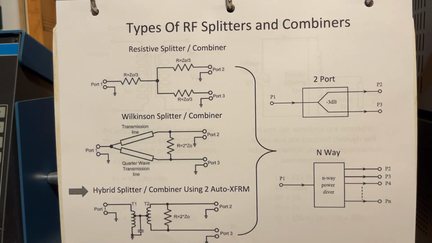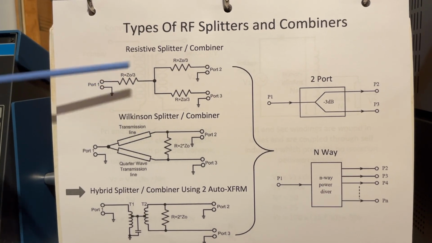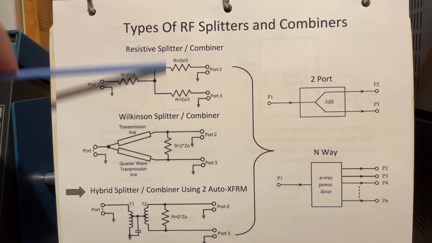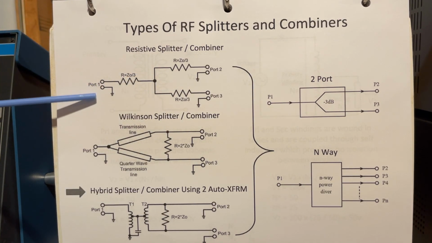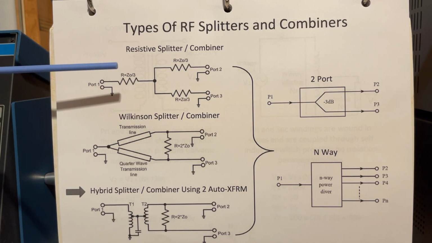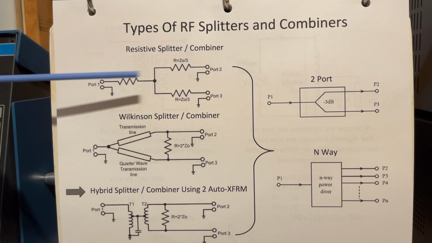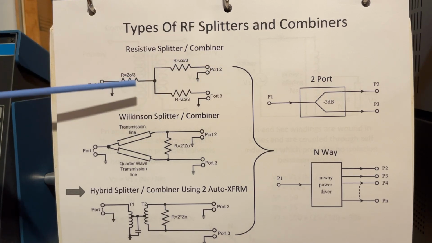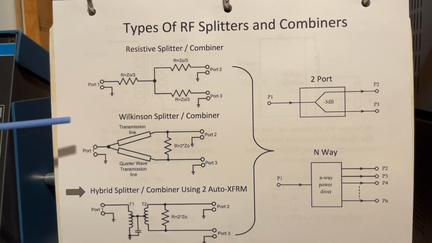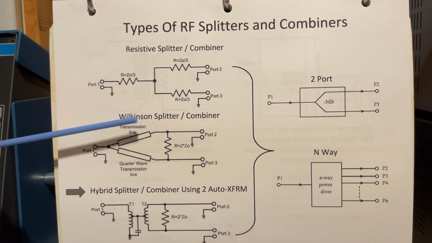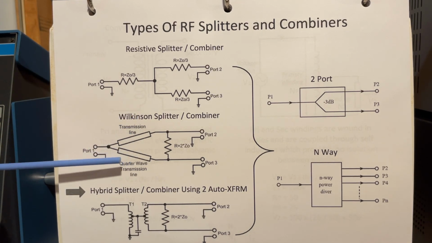Okay, so I already mentioned that there are different types of splitters and combiners. Here, this is a resistive type, which uses 2 resistors on, we'll say, the input side and 1 resistor on the output side. The concern with this is there's a lot of loss because we're using resistors, so it is lossy. Then there's a Wilkinson combiner, which uses quarter wave transmission line. There's a lot of examples of this on the internet.